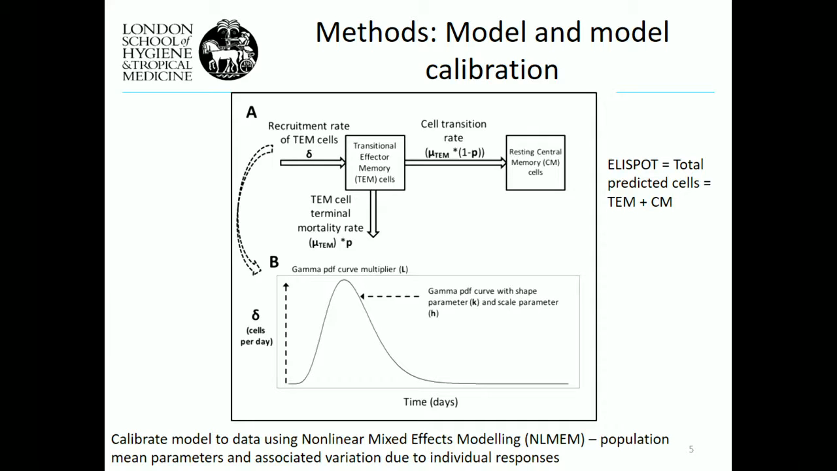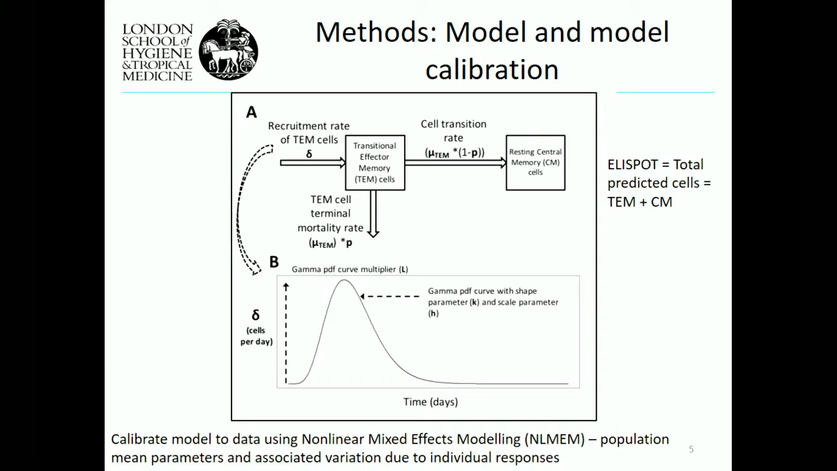As we know, the stimulation of T cells doesn't happen immediately after you vaccinate. There is a slight delay, and you can think of this as innate cell responses having to happen before you can see T cells in the blood. To account for this, our recruitment rate of transitional effector memory cells, delta, which you can see on the left-hand side of the diagram, is modelled using a non-linear curve, for which we use a gamma PDF function.